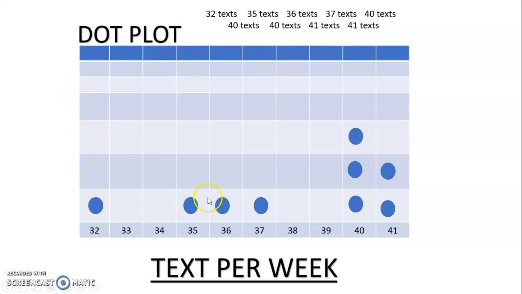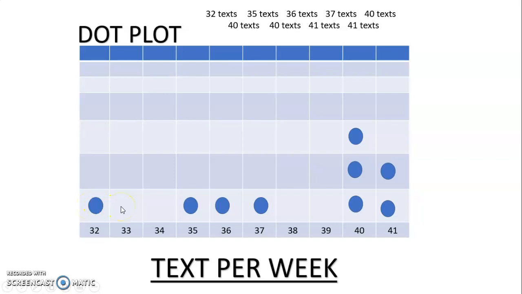What we're going to do next on the graph, right here, you have a graph like this. You're going to number them at the bottom from 32 to 41. So 32, 33, 34, 35, 36, 37, 38, 39, 40, and 41. And this graph is called texts per week, because that's what you want to know, how many texts per week are sent. So let's start off. The first one is 32. How many people sent 32 texts? Just one person. So you put 1 dot.